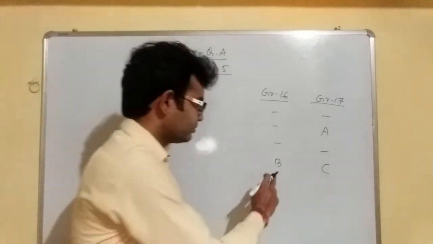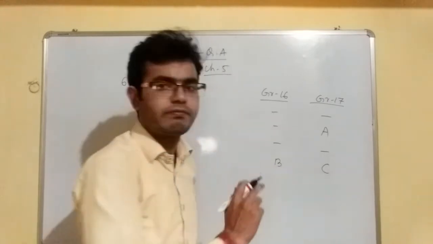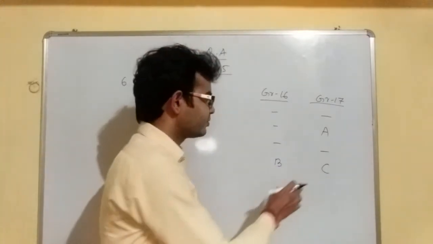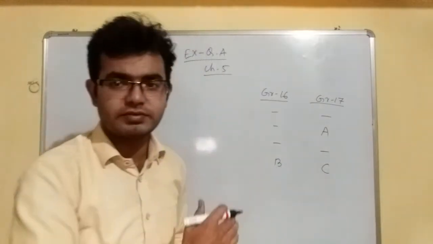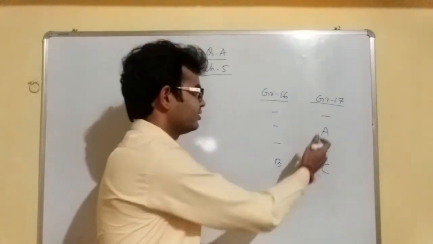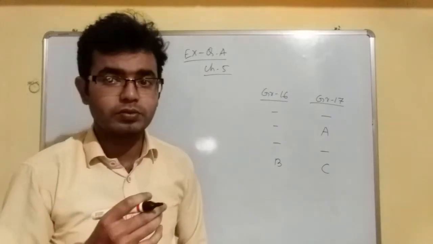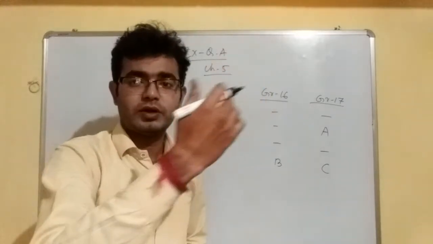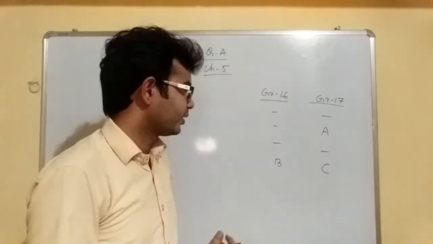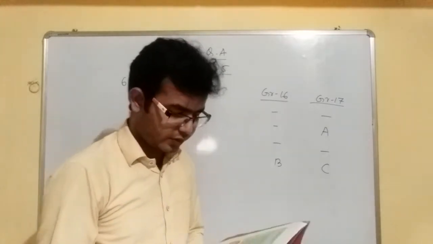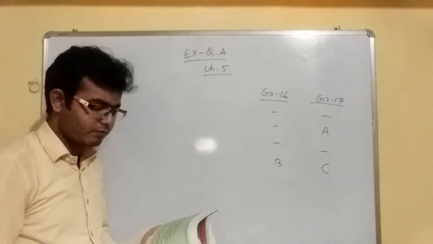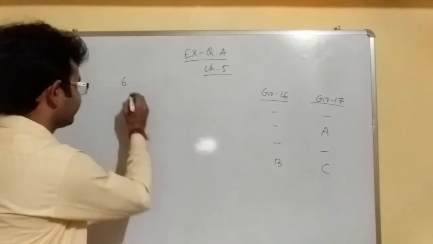Here we can see that B and C are present in the same period. B is present on the left side and C is present on the right side. A and C, these two elements, are present in the same group, A at the top and C below. So the first one: state whether A is a metal or a non-metal.